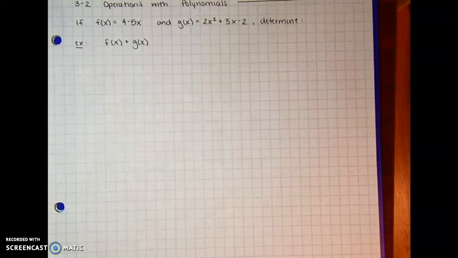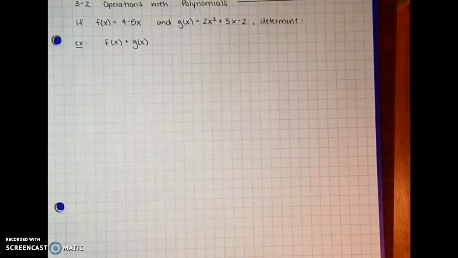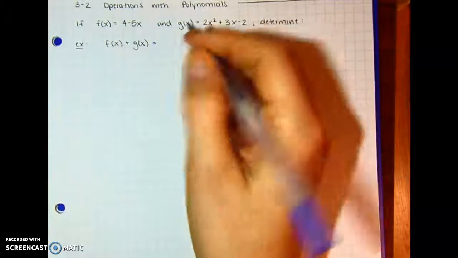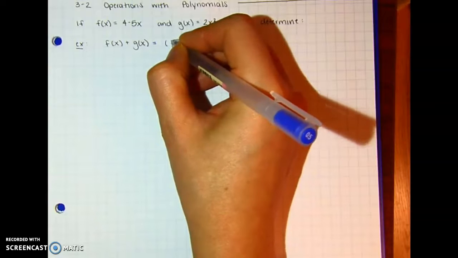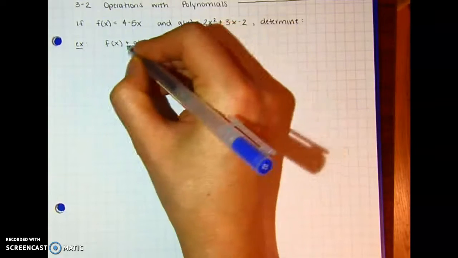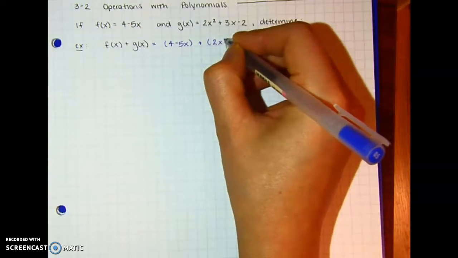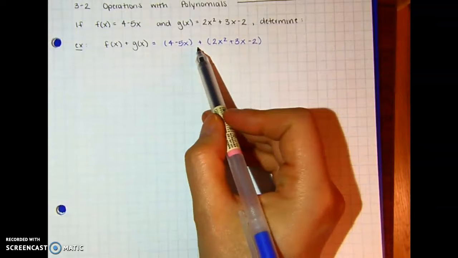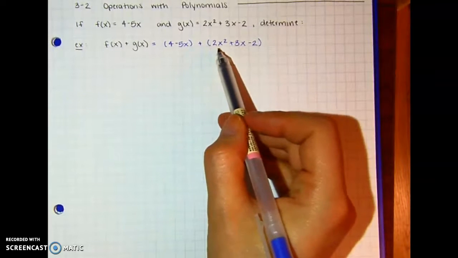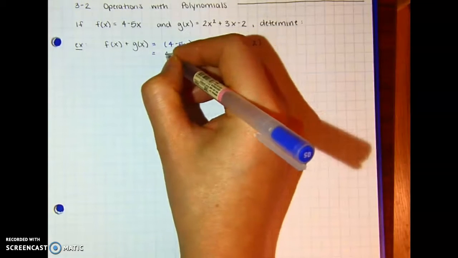let's do f of x plus g of x. So you're going to start with turning this into an equation. So this is going to equal, and you write your whole f of x function plus your whole g of x function. Like in the last chapter with complex numbers, you need to be careful if this is subtraction, so you remember to distribute it. But in this case, we don't need to, so we can just get rid of our parentheses.